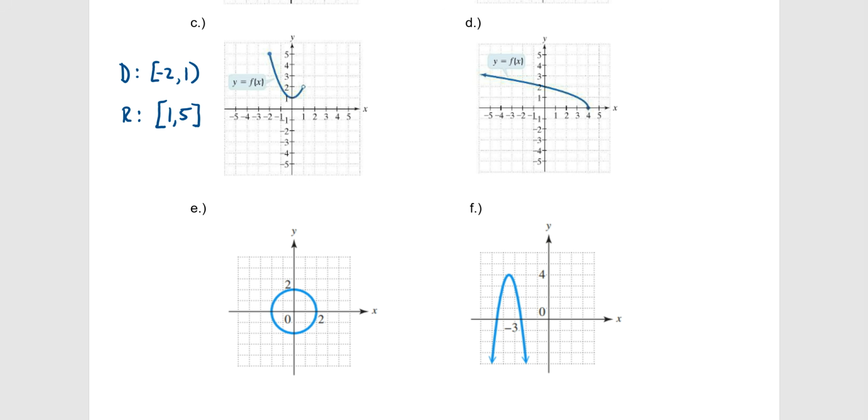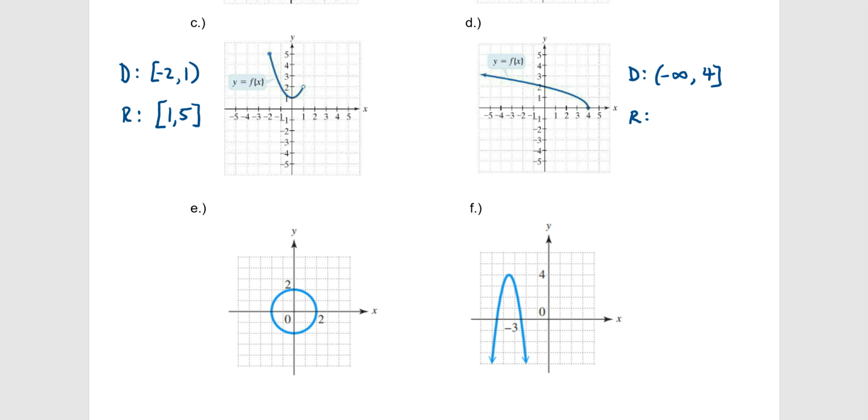Okay, and the next one for D, taking a look at the domain. Domain scanning left to right. So this one's a little different. We actually have an arrow here. Since it's an arrow to the left, that means it's going to be from negative infinity with a parenthesis, and then it stops over here at x equals 4. So it's negative infinity to 4, and it's going to have a bracket on the 4 because it's a filled in circle.